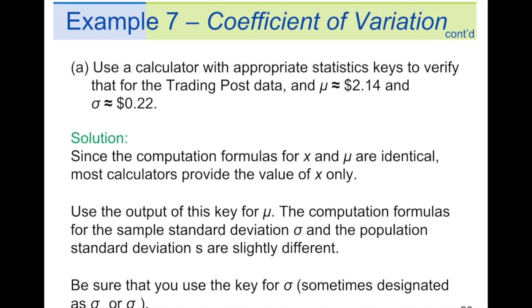Part A. Use a calculator with appropriate statistics keys to verify for the Trading Post data that mu is $2.14 and sigma is 22 cents. Solution. Since the computation formulas for x bar and mu are identical, most calculators provide the value of x bar only. Use that output key for mu. The computation formulas for sample standard deviation s and population standard deviation sigma are slightly different. Be sure that you use the key for sigma, sometimes designated as sigma sub n or sigma sub x. If you can find it easily, you can do that. If not, just ask me in class and I'll show you how to do it.